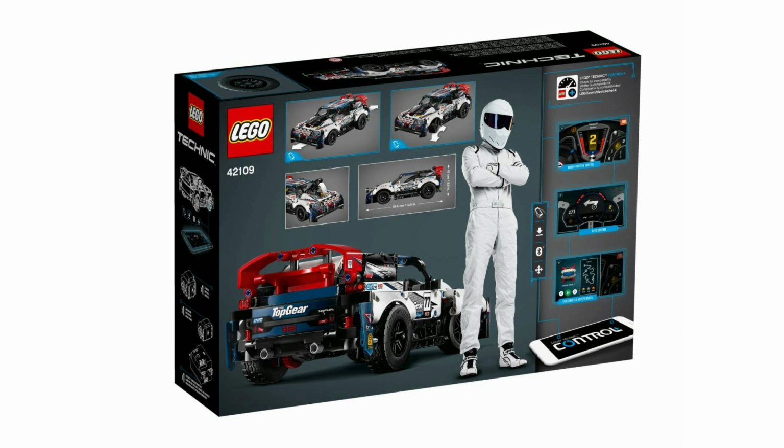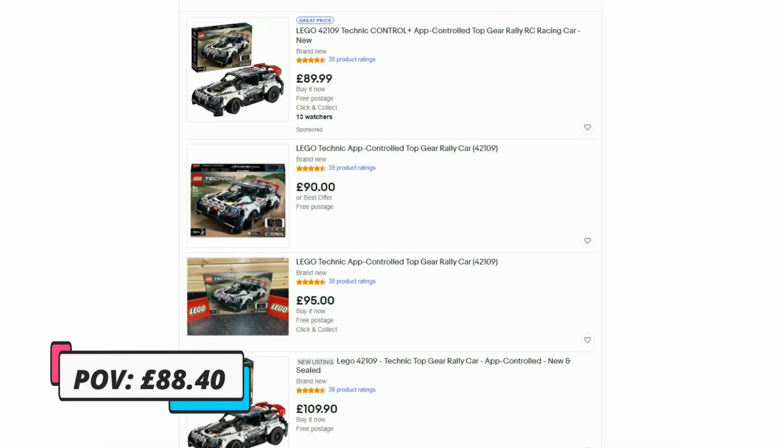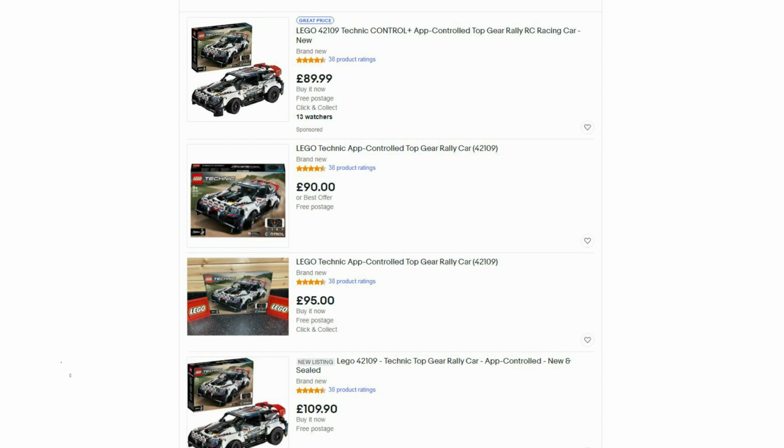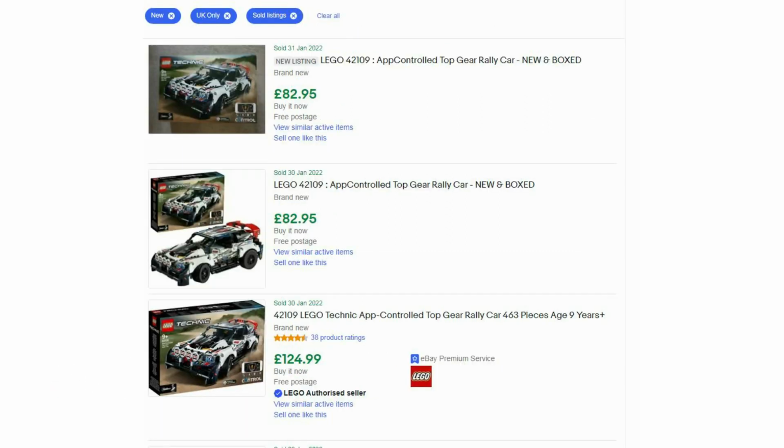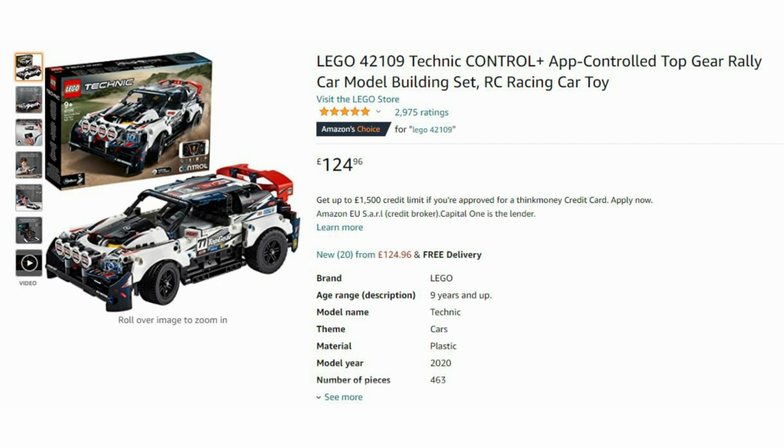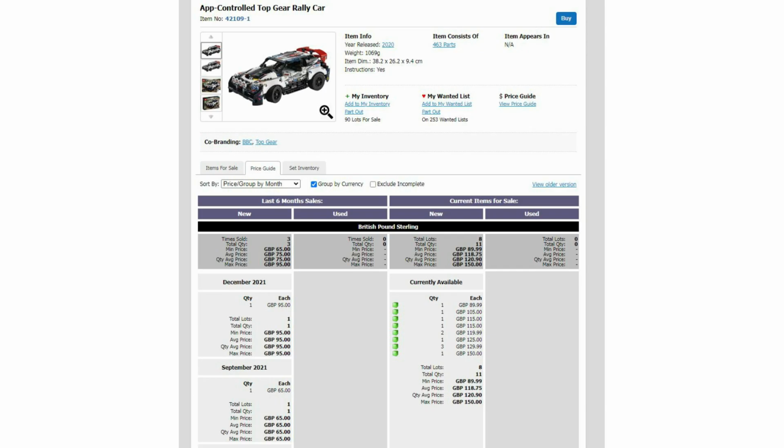Now, the part out value for this set is not great. It's actually below the RRP, at £88.40. Currently on eBay, these are listed for about £90 to £95, and recently sold for about £83, although one sold for the RRP value. On Amazon, these are still listed at RRP for £125. And on Bricklink, you can snap these up for about £90.